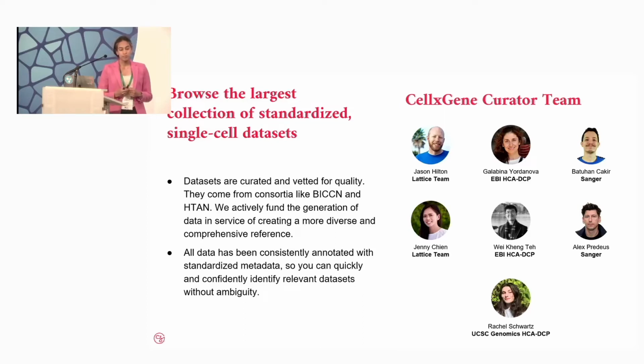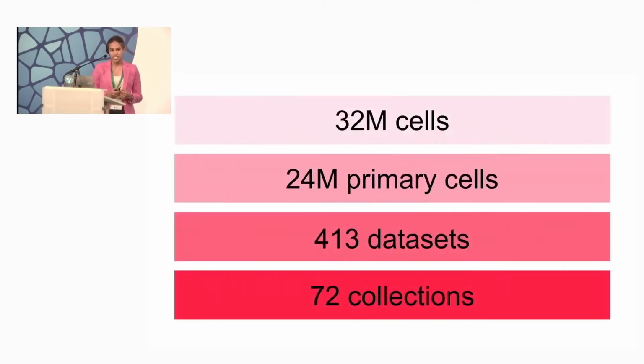And we're super proud of the work that we've done here in partnership with you all and our data curation team to be able to now offer the largest standardized collection of single cells. To give you a sense of what this volume looks like, we have 32 million cells in our data resource, 24 million of which are primary cells. That 8 million cell difference are cells that have been reused as part of meta-analyses.